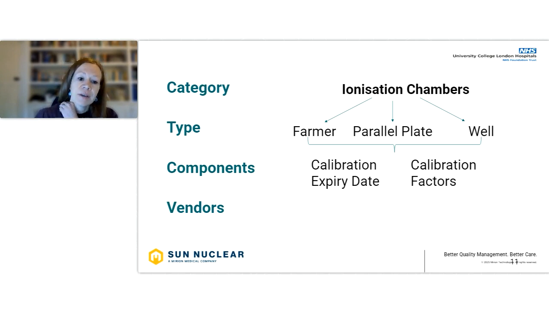And then you can have types within that category. So we've got different types of ionization chamber, for example. And a type is really built up from different components, and that's where the data associated with your asset sits. So for our ionization chambers, we have expiry dates and calibration factors. We also have strontium-90 reference data that we can add in and use for those checks. And vendors is just another text label that you can add and filter your assets by.